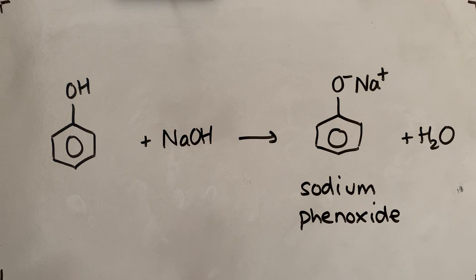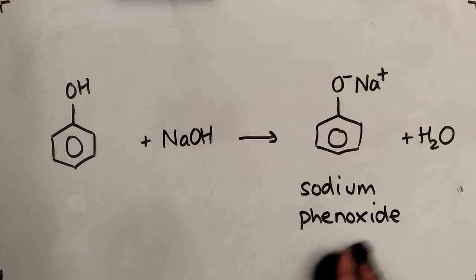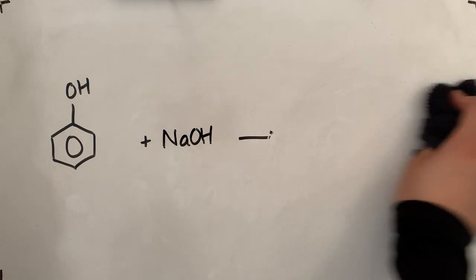So that's our phenol taking part in an acid-base reaction. If we want to compare the reactivity of our phenol, because obviously we're calling it a weak acid, we can also compare it with another weak acid that we cover, and that's carboxylic acids. So we can compare the reactivity of phenol with a carboxylic acid.